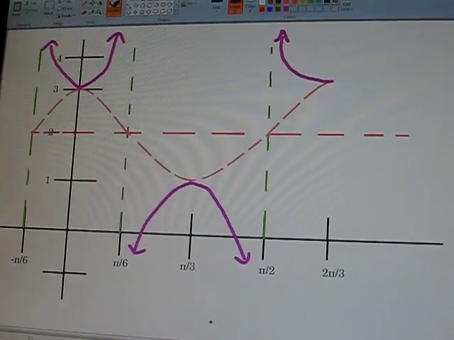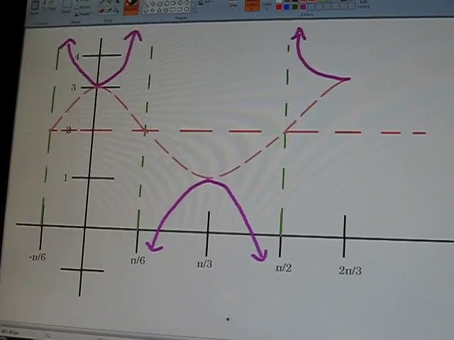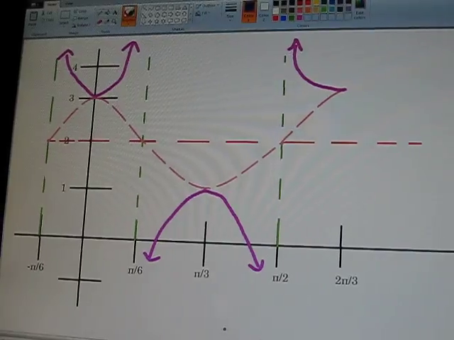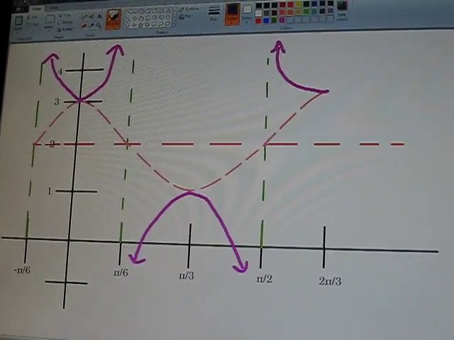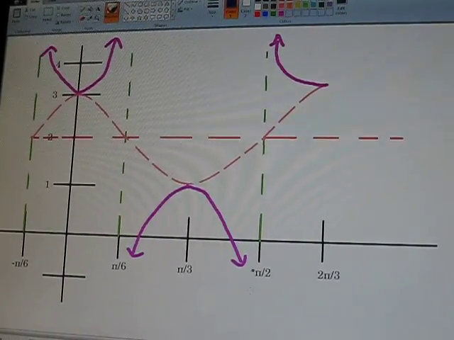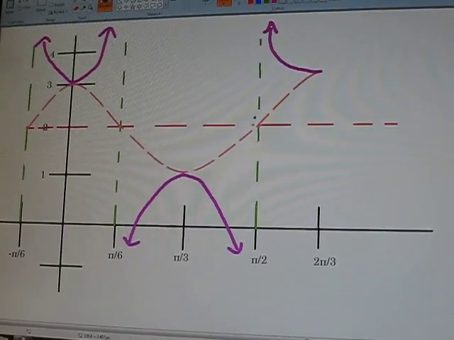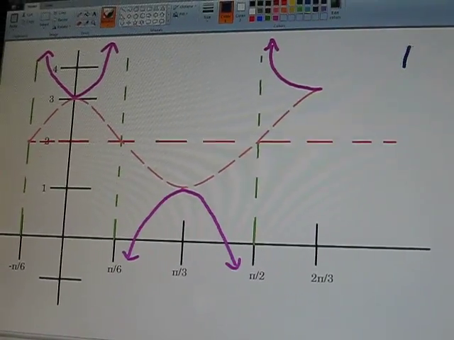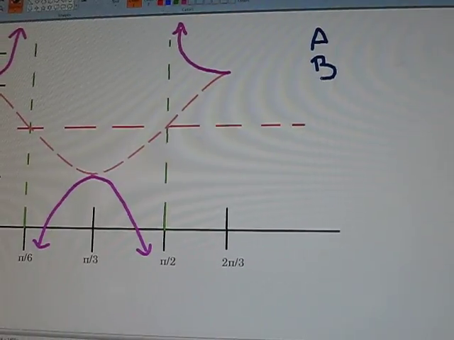Hello. This is a graph, and we're going to be working backwards to find the equation for this secant and cosecant graph. As you see here, this is the sine or cosine graph, and here are the asymptotes, and this is the line of origin, and here's the secant and cosecant graph.